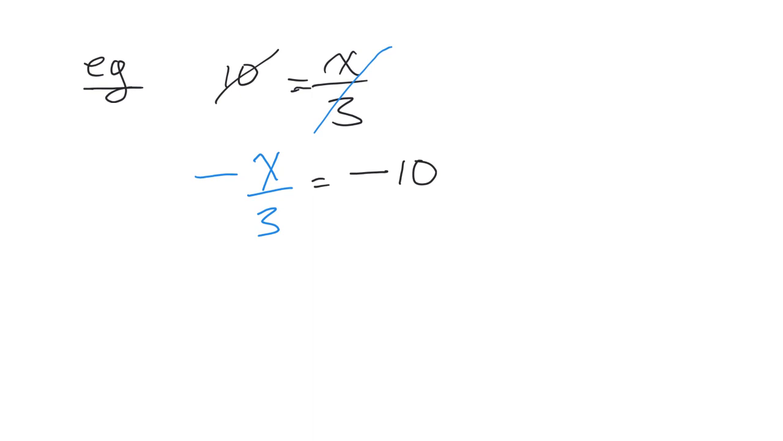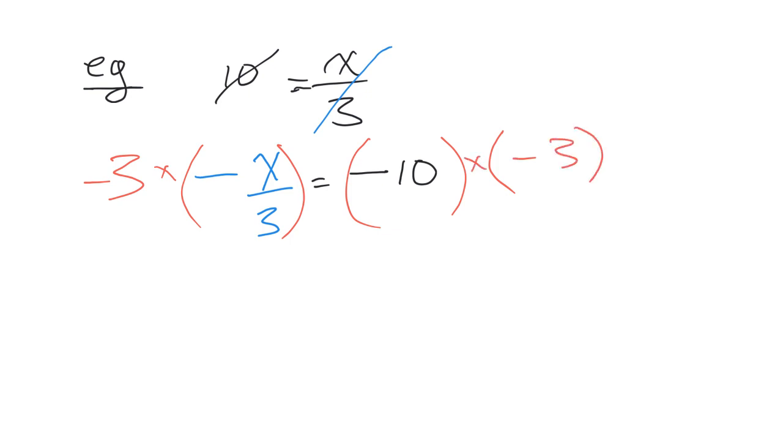So now all we have to do is get rid of the 3. But in this case, we have to times both sides by, instead of 3, we're going to times both sides by negative 3. And by timesing both sides by negative 3, we get rid of the negative 3 that is on the x. So now we're left with x is equal to negative 10 times negative 3 gives us positive 30. And that is our final answer.